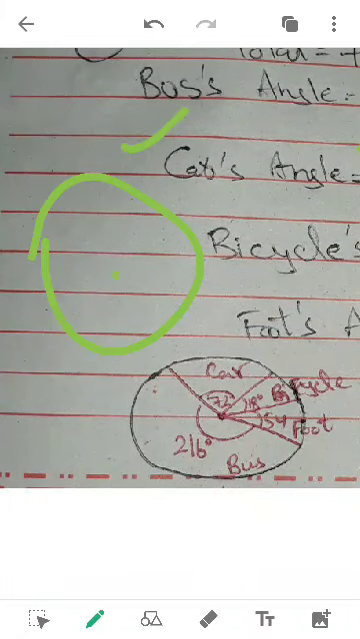This is a circle. This is the center point. This is already given to you. You will mark any line at any angle, whatever. Okay, now listen to me, what to do.